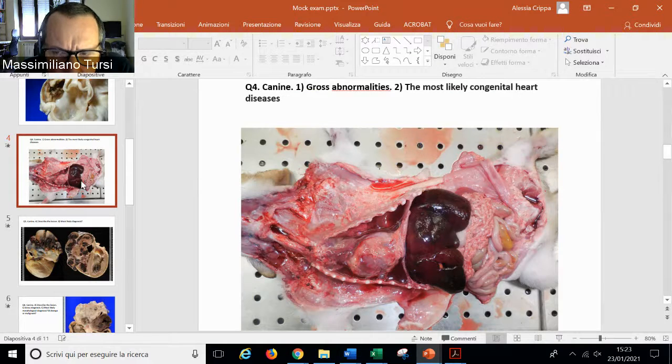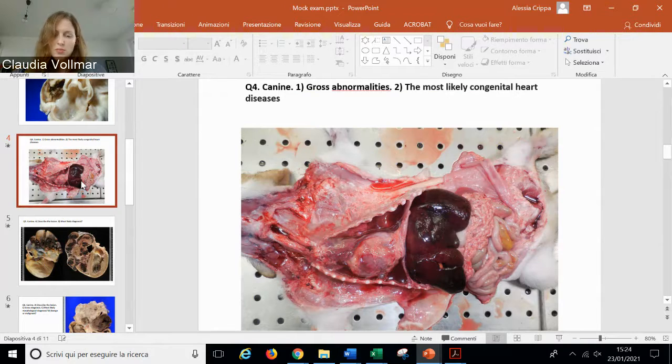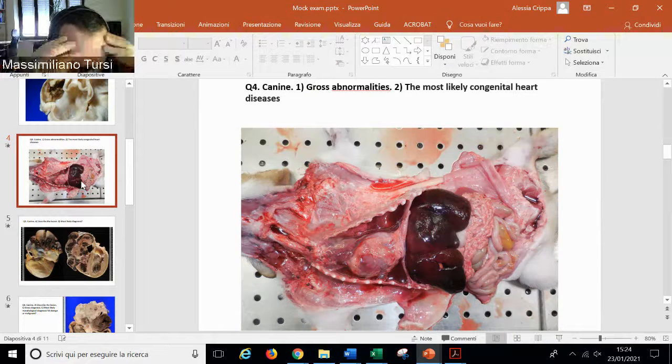Well, everybody, it could be Fallot. I think it's possible. I think most dogs we see with a pulmonic stenosis that are already in congestive heart failure often have a severe tricuspid regurgitation as well. Sure, I agree. I agree.